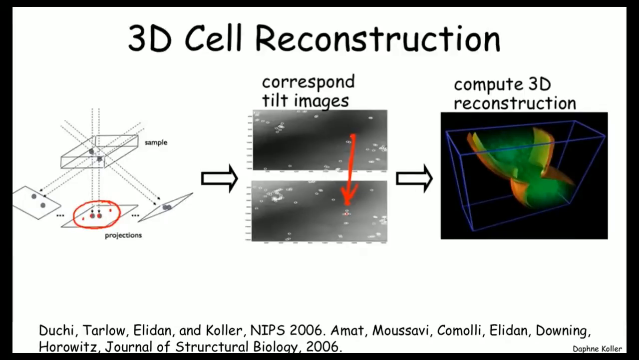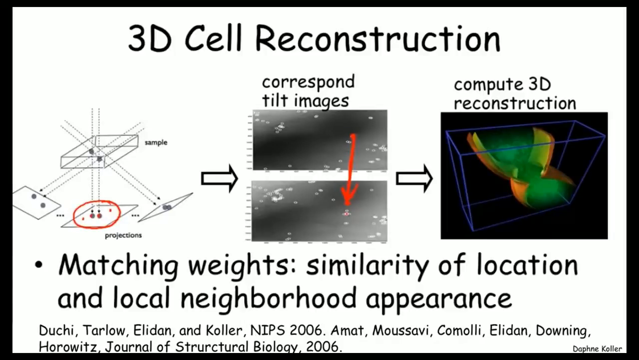And once we have that correspondence, we can then compute the 3D reconstruction using some volumetric reconstruction algorithms. And in this case, the matching weights, those theta ij's that we saw on the previous slide, represent the similarity between this dot and this dot, in terms of the location in the image and in terms of the neighborhood appearance in the vicinity of that point.